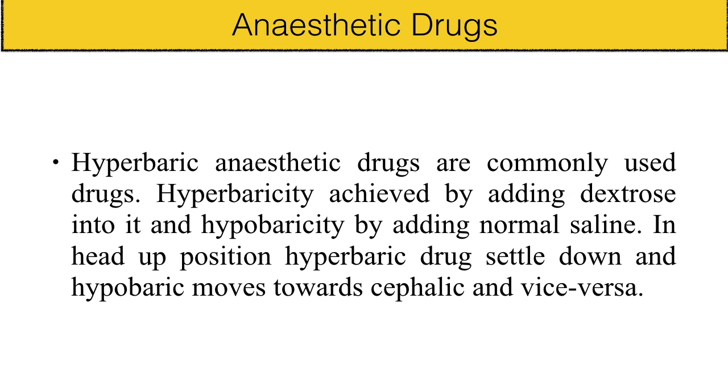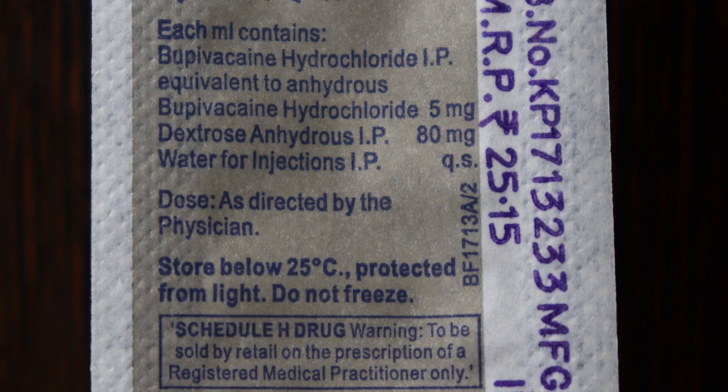Based on this understanding, after giving the anesthesia, depending on which anesthetic we are using and up to what level we need the anesthesia, we can decide the patient position soon after the administration of the medicine. So you can see here, this is bupivacaine, one of the spinal anesthesia medicines. It is 5 mg here, and anhydrous dextrose is 80 mg here. So it's a hyperbaric injection.